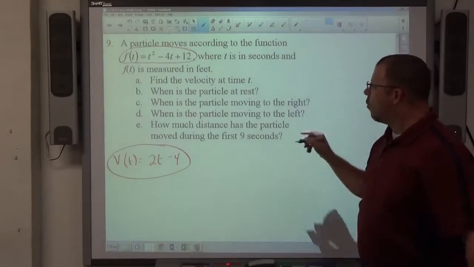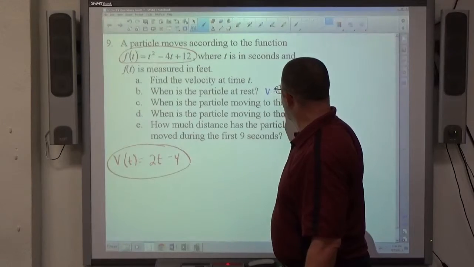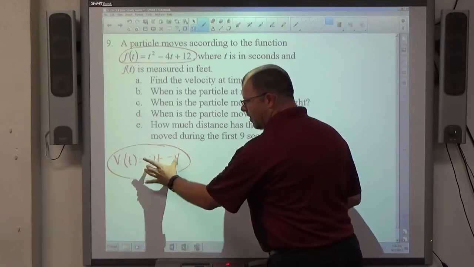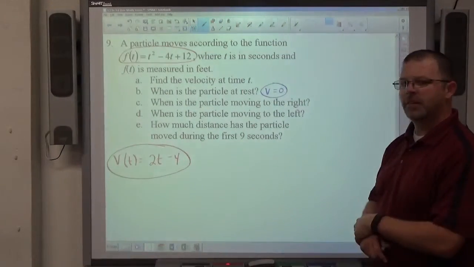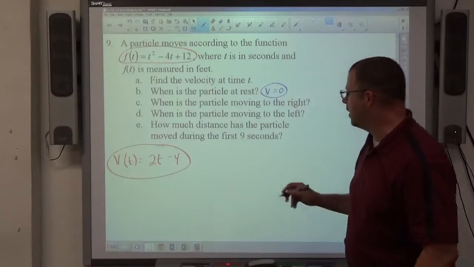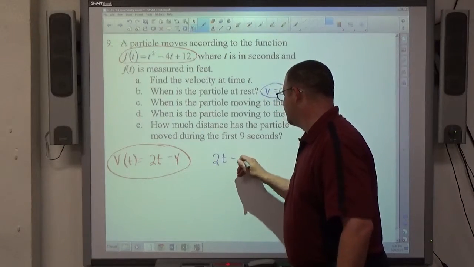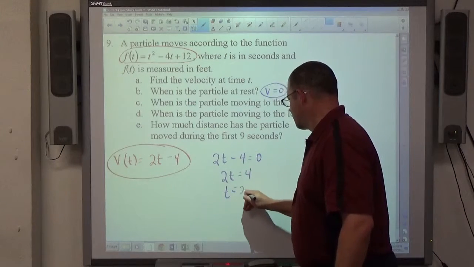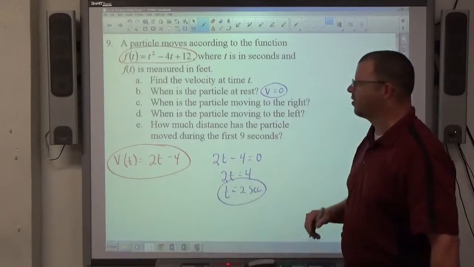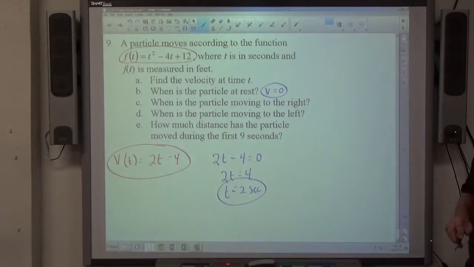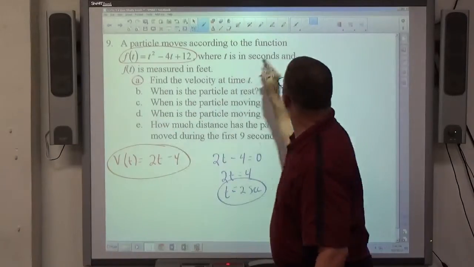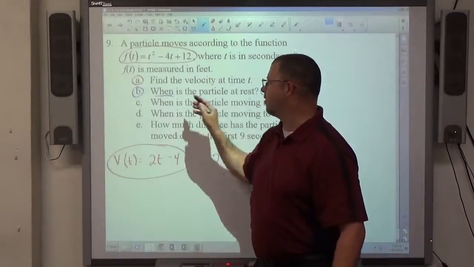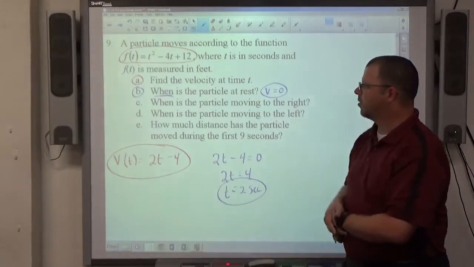Part B, when is the particle at rest? At rest means velocity equals 0. I have a velocity function. This expression 2t minus 4 represents the velocity of this particle at any given time t. So if I set that velocity equal to 0, I find out that at 2 seconds this thing's going to stop. Part A, velocity function. Part B, apply the velocity function to a velocity of 0 to find out when. And if it says when, it's looking for a time. What is t when v is equal to 0?